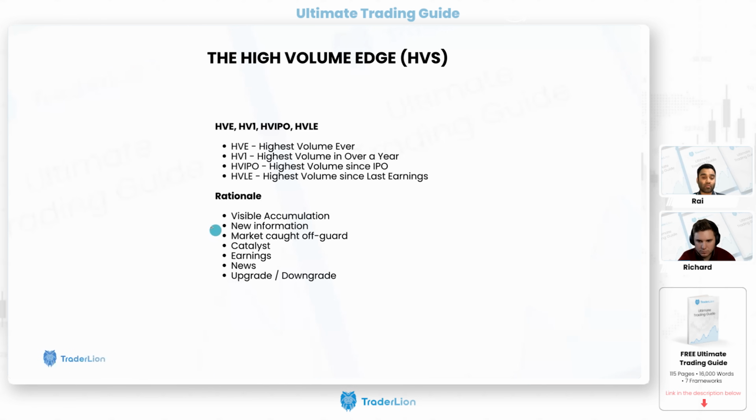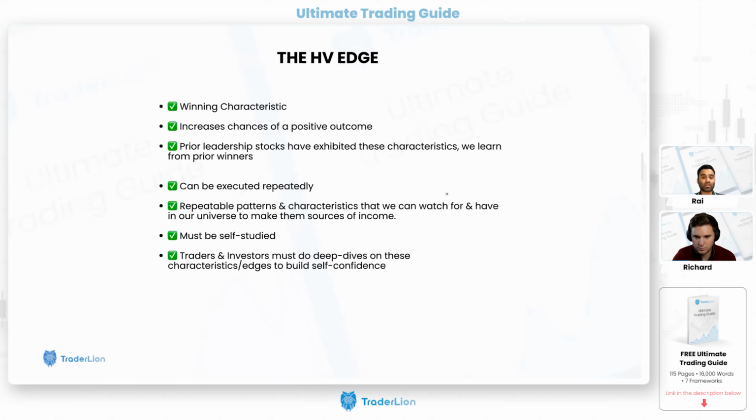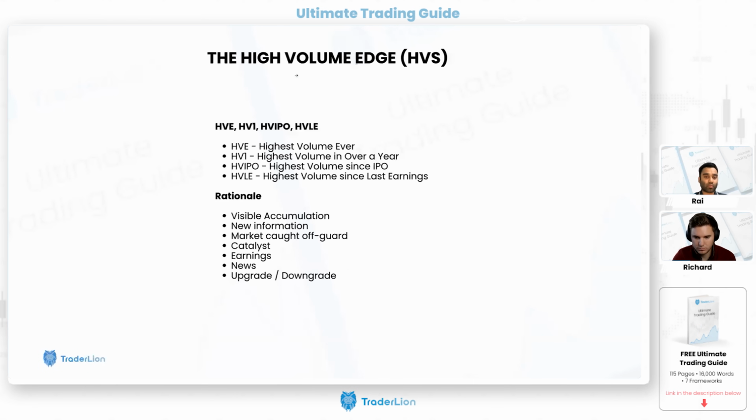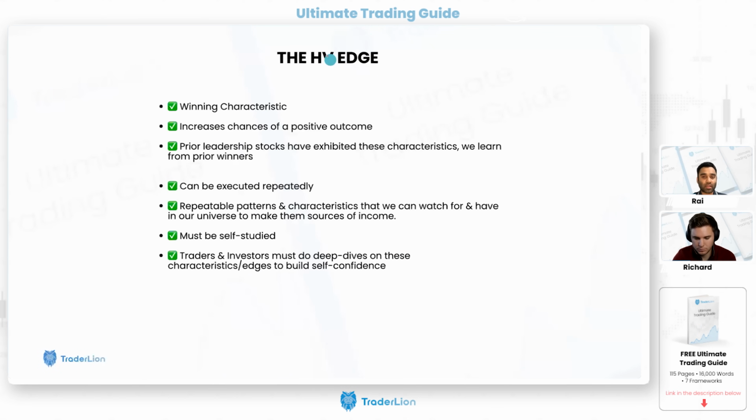So there's new information, market is caught off guard, there's a catalyst, there's earnings related, news related, upgrade, downgrade related. So there are different ways that this characteristic seems to happen in the markets. So let's take a step back. We talked about the high volume edge, and let's see if it meets your checklist. It's a winning characteristic. Why?